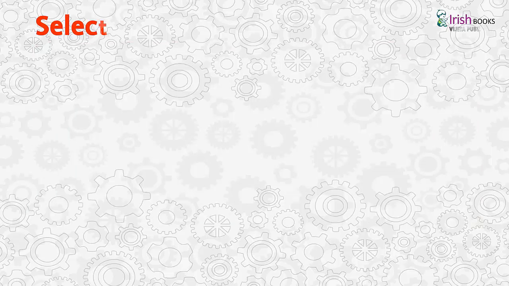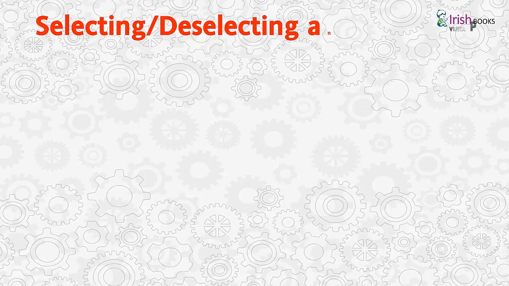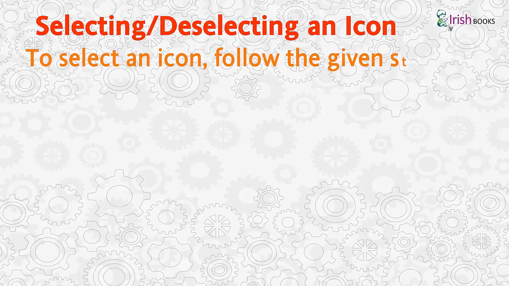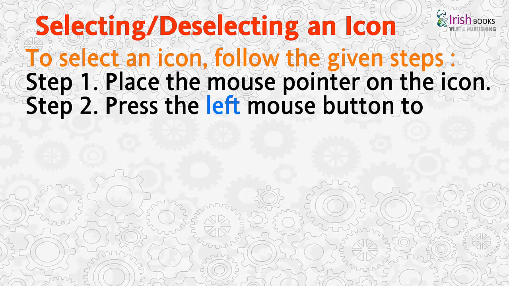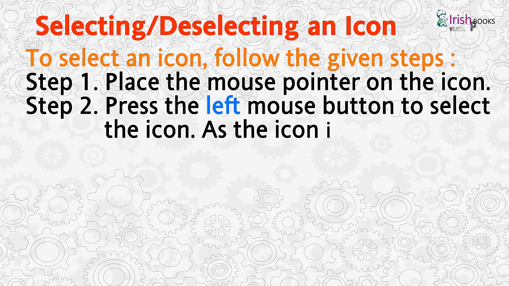Selecting, deselecting an icon. To select an icon, follow the given steps. Step 1. Place the mouse pointer on the icon. Step 2. Press the left mouse button to select the icon. As the icon is selected, its color changes.